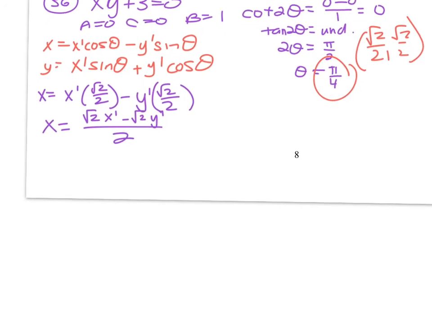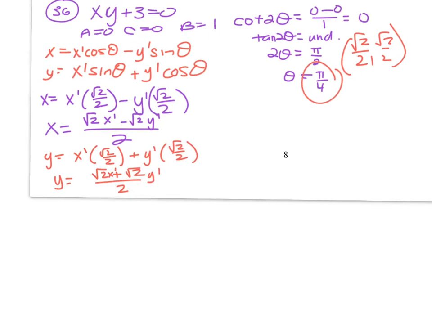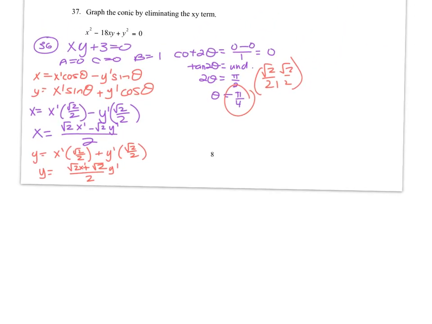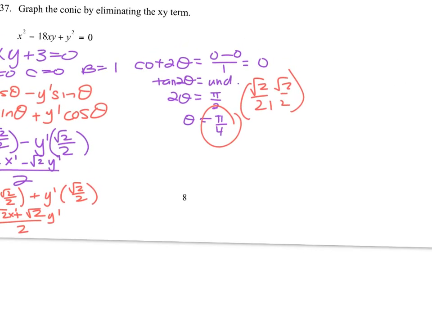And then repeat that process for y. So y would equal x prime times the sine, which is still root 2 over 2, plus y prime times the cosine, which is root 2 over 2. So y equals root 2 x prime plus root 2 y prime over 2. And then we have to take our equation, xy plus 3, and plug the x and the y back in place of them.